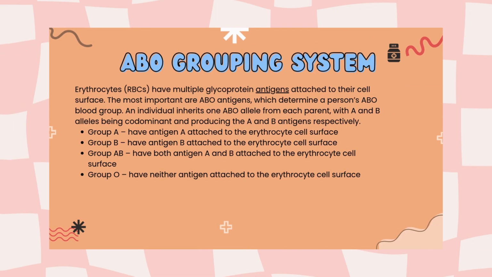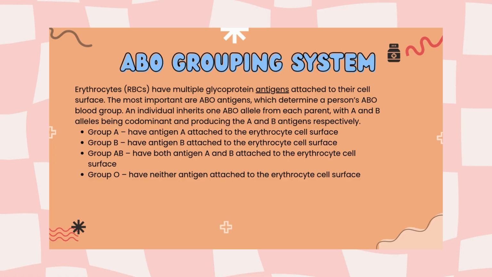ABO grouping system. Erythrocytes, RBCs, have multiple glycoprotein antigens attached to their cell surface. The most important are ABO antigens, which determine a person's ABO blood group. An individual inherits one ABO allele from each parent, with A and B alleles being codominant and producing the A and B antigens respectively.